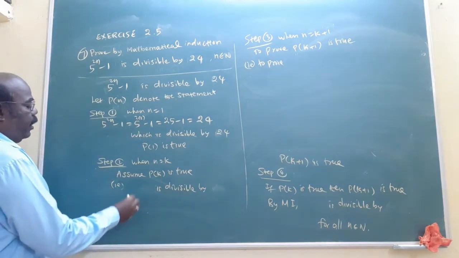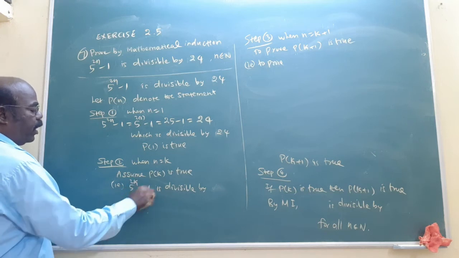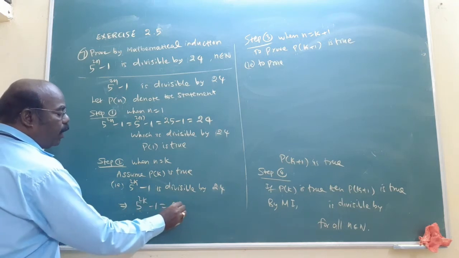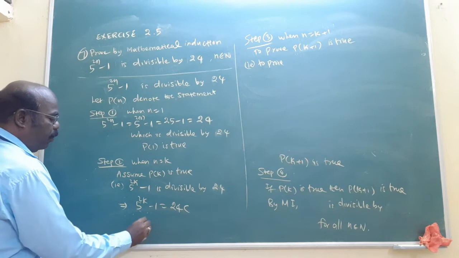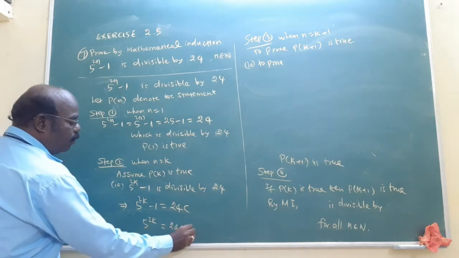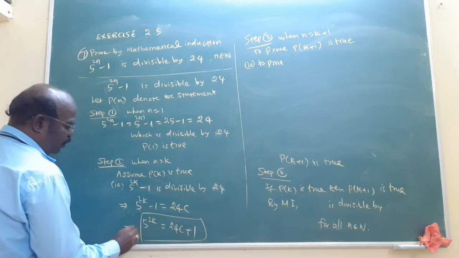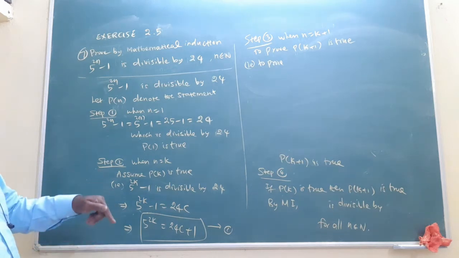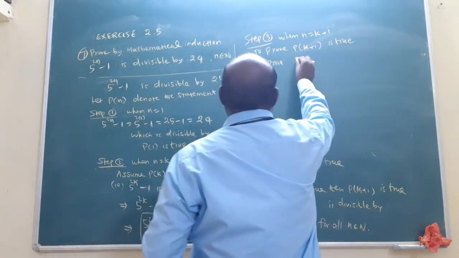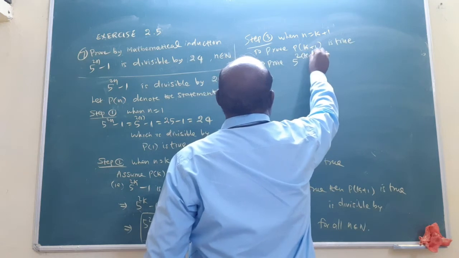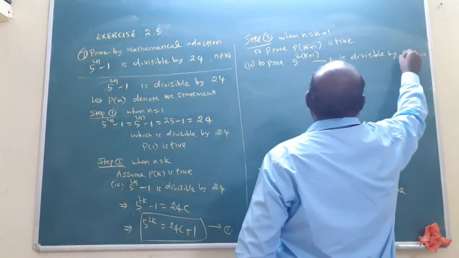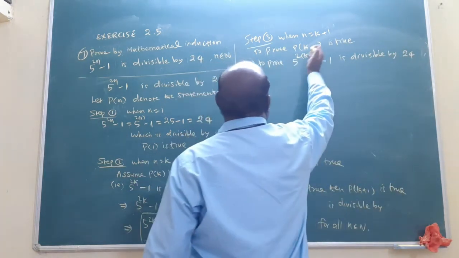Then assume P of k is true, which means 5 power 2k minus 1 is divisible by 24. Already told you, 5 power 2k minus 1 is a multiple of 24, 24 into c. So 5 power 2k equals 24c plus 1. Step 3: when n equals k plus 1, to prove P of k plus 1 is true. That is to prove 5 power 2 into k plus 1 minus 1 is divisible by 24. Am I right?